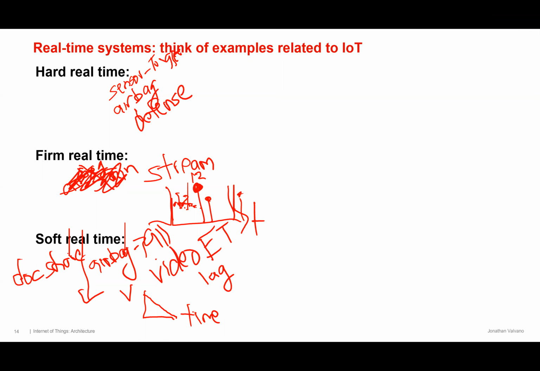So for firm real time and hard real time, after the deadline, do you just throw away the information? With hard real time, you throw away the system; the system is discarded. Over here, you're throwing away the data.